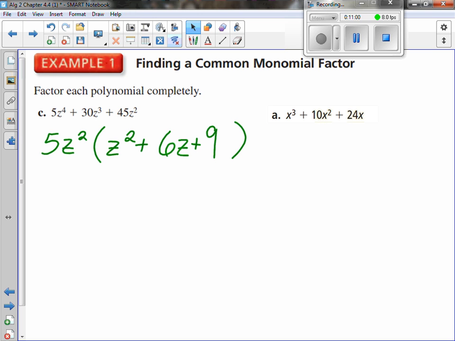Any questions on how we factored out 5z squared from this here? Any questions on this here? Okay. So we have the 5z squared factored out. We just need to see, will this factor? And it will. For this problem here, this will factor.